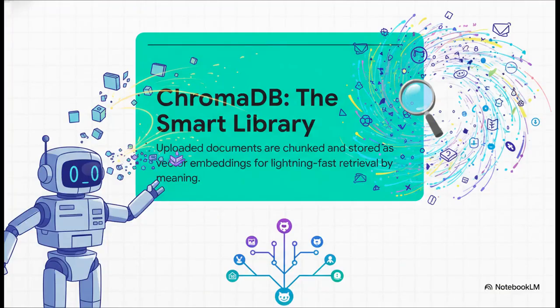Okay, first up is ChromaDB. This is our smart librarian. Now, when you upload a document, a PDF, a text file, whatever, ChromaDB doesn't just store the words. It does something much cleverer. It breaks the text into manageable chunks, and for each chunk, it creates what you can think of as a meaning fingerprint. The technical term is a vector embedding, which is basically a numerical representation of the concept in that text. So the library isn't organized by keywords, it's organized by ideas.